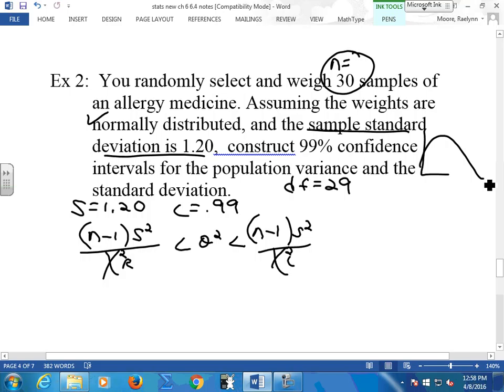Okay, so what did you use on the top? 0.005. Good. So we start with 1 minus 0.99 divided by 2. So this is 0.01 divided by 2, 0.005, 0.995. Degrees of freedom are 29. You guys look it up first, and then we'll confirm. 13.121 and 52.36. Okay, let's make sure they have a chance to look it up.